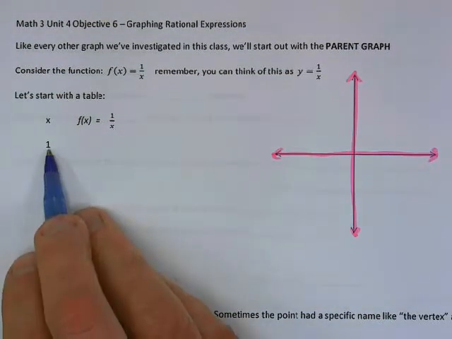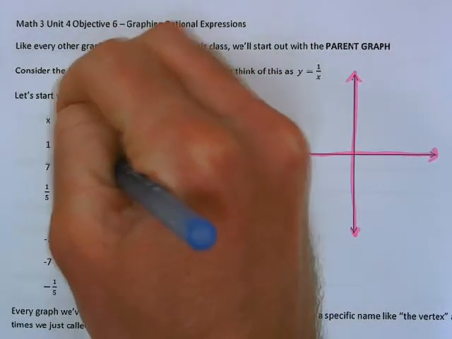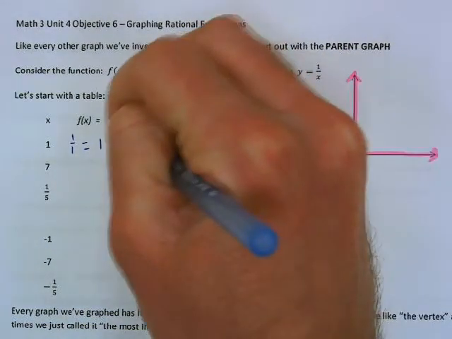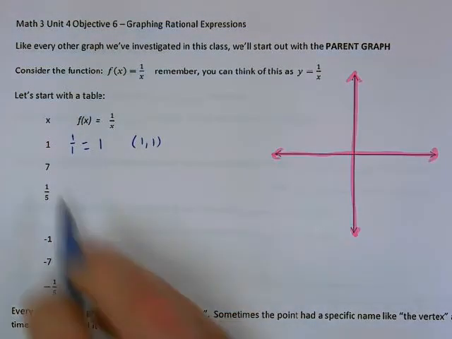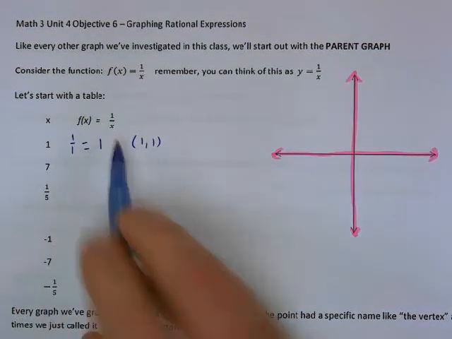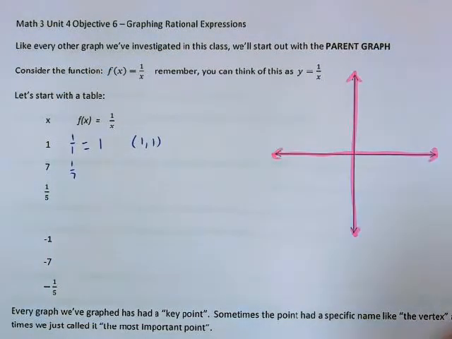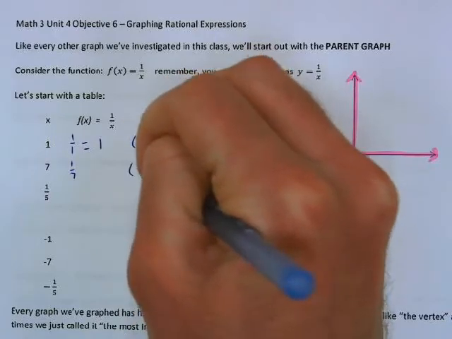Okay, if I stick in x is 1, I get 1 over 1, which equals 1. Okay, so then that gives us the point 1, comma 1. Okay, great, there's 1 point. Let's pick another positive value. How about 7? If I stick in 7, I get 1 over 7, which we can't simplify. We just get the point when x is 7, y is 1/7.